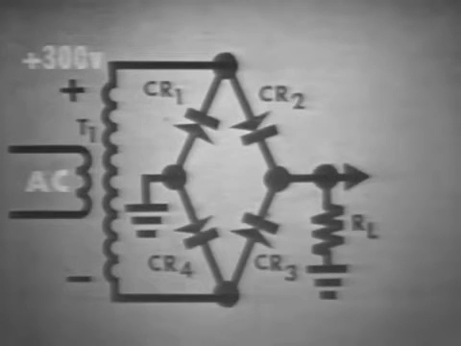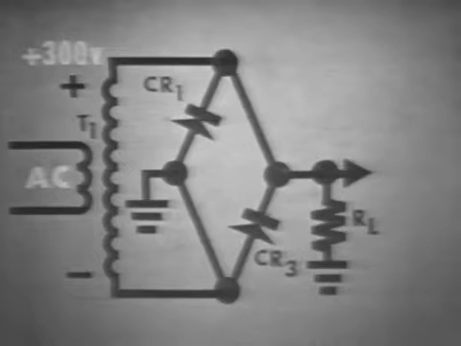Let's assume, for example, 300 volts effective on the secondary and see what inverse voltages are felt on the non-conducting diodes. With this polarity on the secondary, CR2 and CR4 are conducting, and they'll act like short circuits. So let's show them that way. Now let's rearrange the circuit a bit to get a clearer view of how the inverse voltage actually appears to the non-conducting CR1 and CR3.